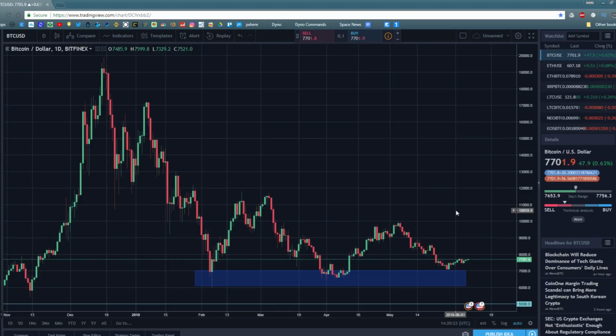Now, a support and resistance level is a flat level like $20,000. That's a resistance level, excuse me. A support area or a resistance area is something that you could draw with a box here. So this area in between $6,000 and $7,000 on the Bitcoin chart has been a historical support level for Bitcoin.